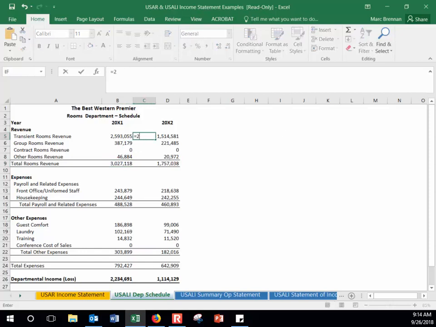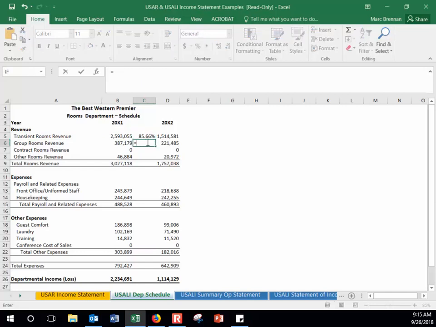So we would divide our $2,593,055, and we would divide that by our total rooms revenue, $3,027,118. If it shows up as a decimal or a number like that, remember we're in Excel, so we're just going to hit the percentage button, and we always want 2 decimal places. So 85.66% of my total rooms revenue came from my transient rooms. That's how we would actually read that, right?